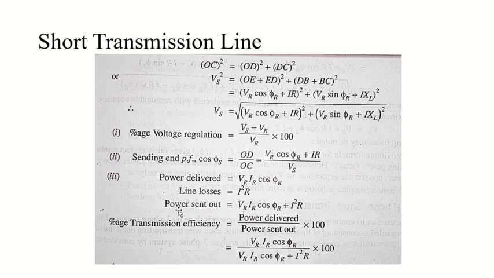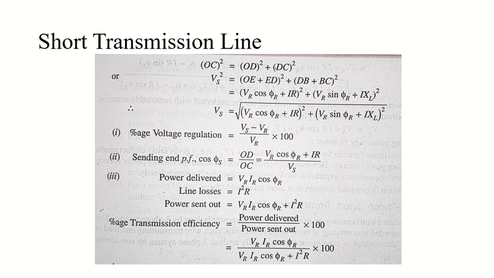So based on that calculation, power sent out is equal to VR IR cos phi r plus I square R. This is your input. Power sent out is your input. This VR IR cos phi r is your delivered power, which means that is your output. And this I square R is losses. So input is equal to output plus losses. What is your output? VR IR into cos phi r. What are your losses? I square R. The addition of both of them will be power sent out.